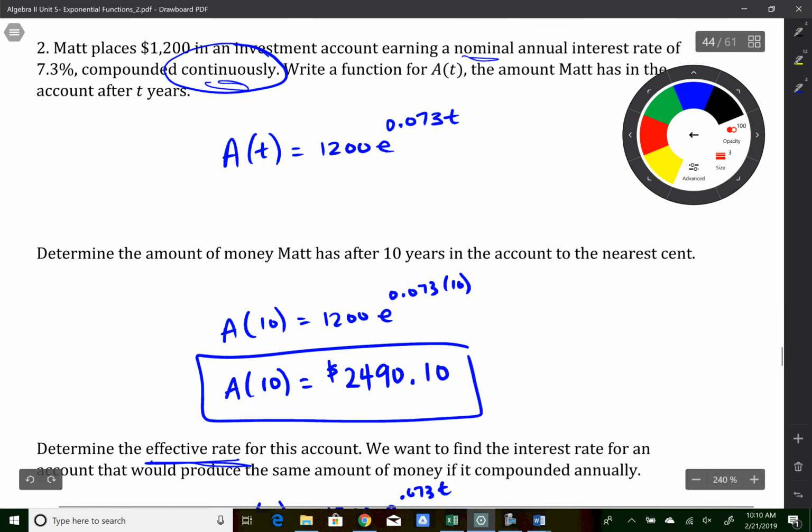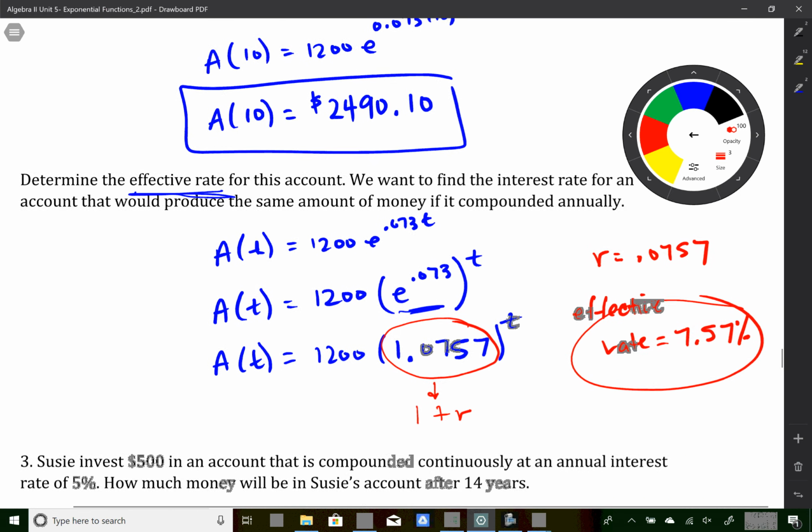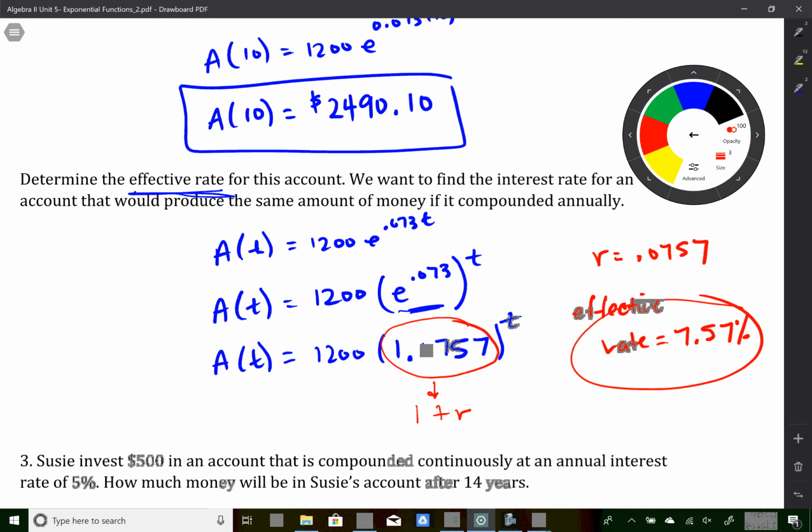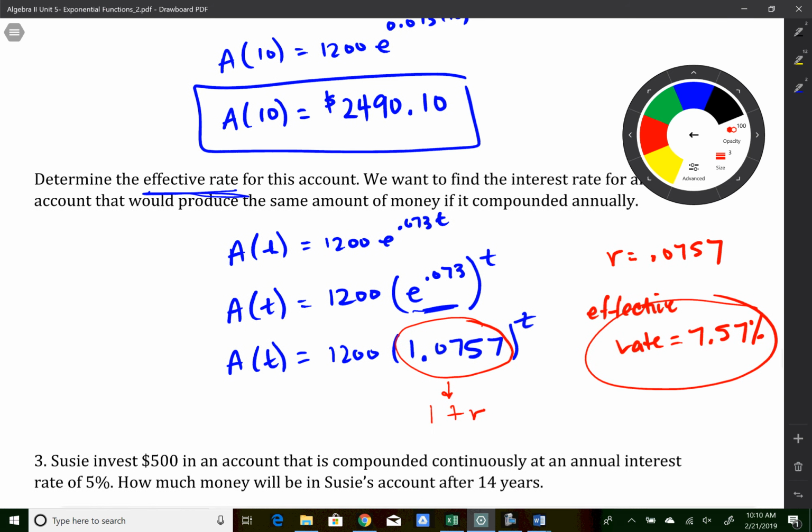We started with, what was it, 7.3%, but you notice it's a little bit more because not only are we compounding the principal value over the course of the year continuously, we're also compounding the previous interest that was used, right?